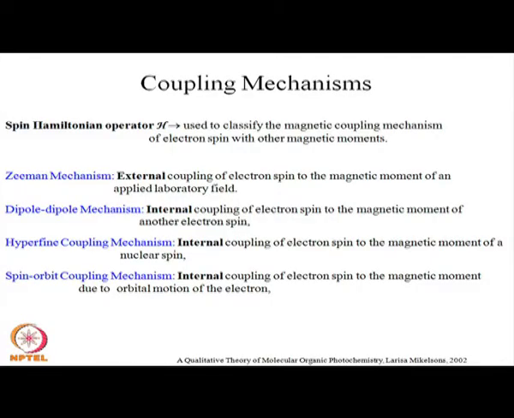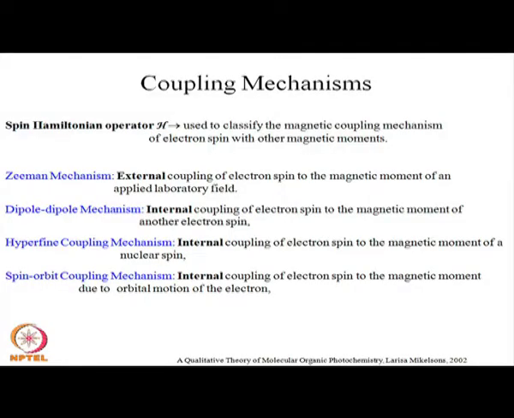One is the Zeeman mechanism. This is the external coupling of the electron spin's magnetic moment to an applied laboratory field. So it is called the external coupling. Basically you have an external field and you have this spin. As a result of the interaction of this spin with the external magnetic field, that is, the magnetic moment, there is some splitting of energy levels.